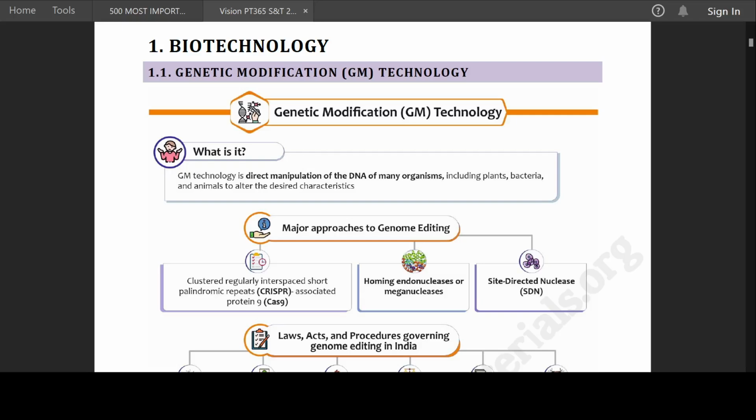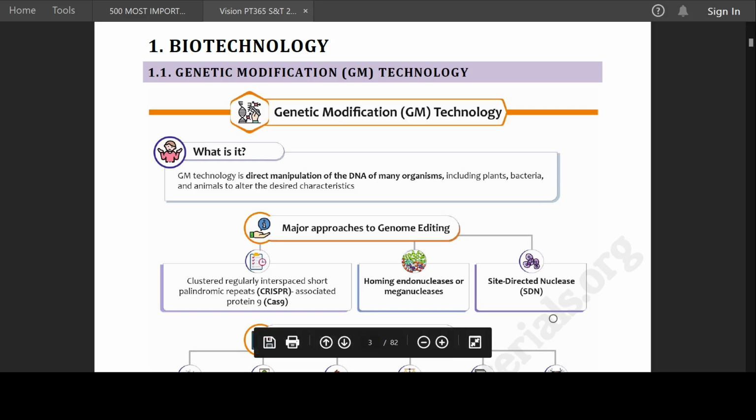So today we are going to cover the PT 365 Science and Technology part of the Vision IAS. These are one of the very important series of files released by Vision IAS pertaining to the prelims examination. So today we are going to cover the Science and Technology part of the PT 365 for 2023 prelims.